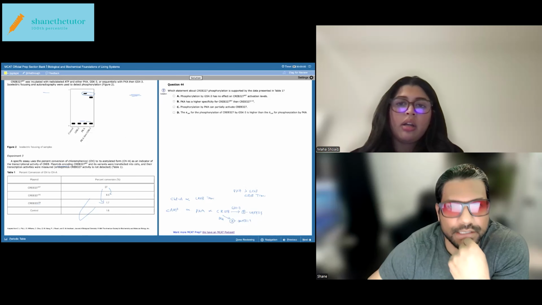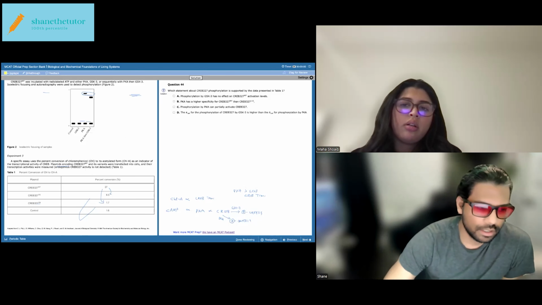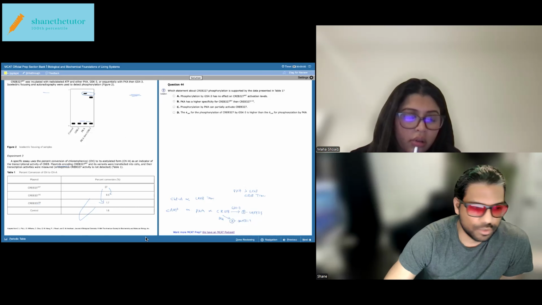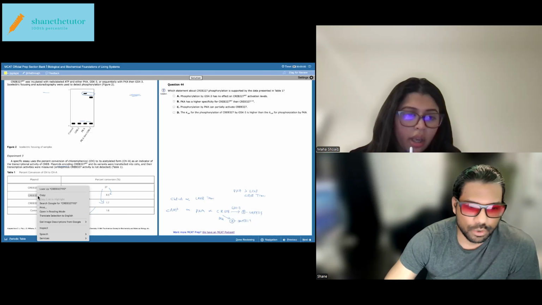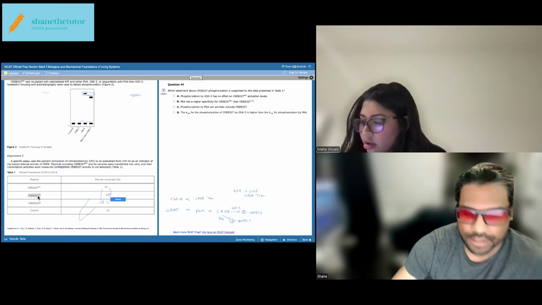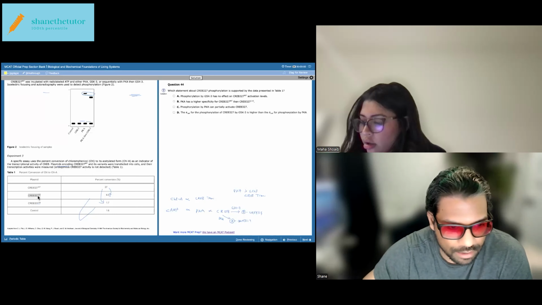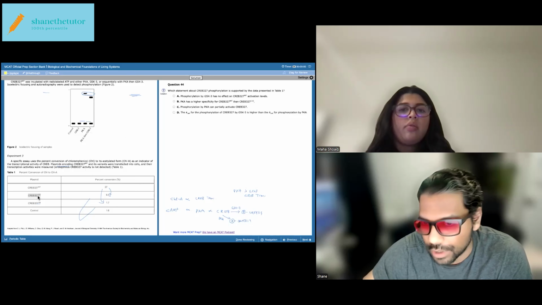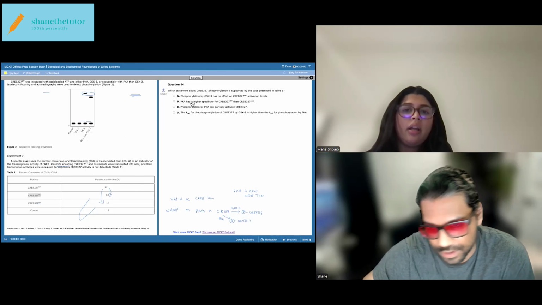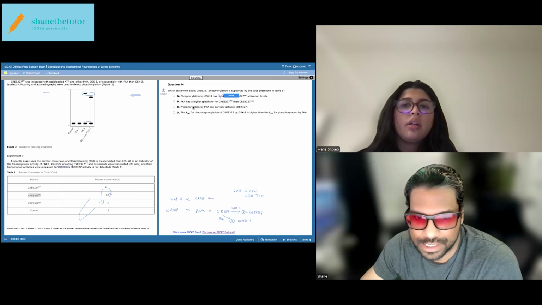So A says phosphorylation by GSK3 has no effect. Well, GSK is the 115 one. If here, this means that GSK can't phosphorylate it, and we see that the percent conversion goes down. So it does have an effect, but PKA likely has a higher effect. So this is out.